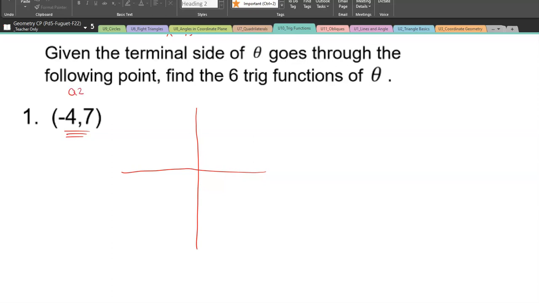But when you go ahead and graph this, you can see 1, 2, 3, 4. And then we're going to go up 7. So 1, 2, 3, 4, 5, 6, 7. So my point right there, negative 4, comma 7, is located here. Draw a straight line for that terminal side to the origin. And you can see that we've created a right triangle here in quadrant 2.